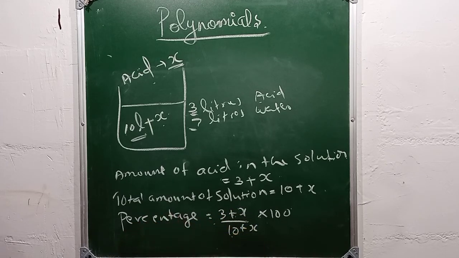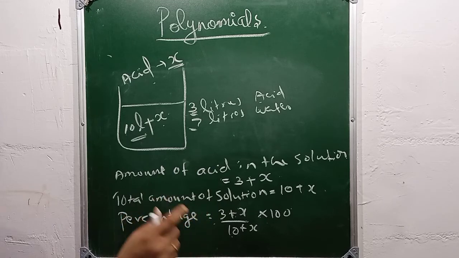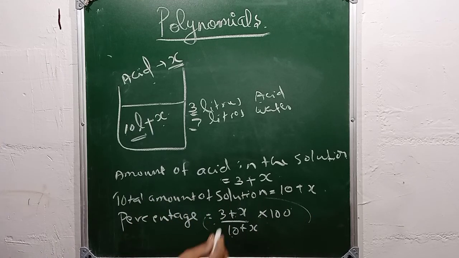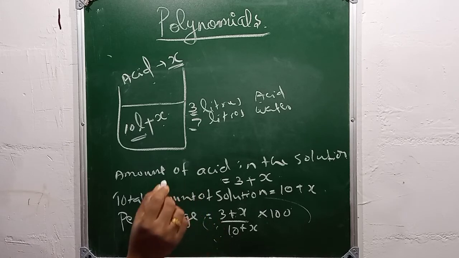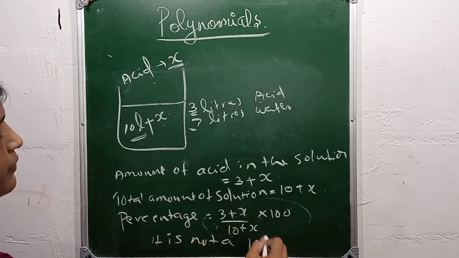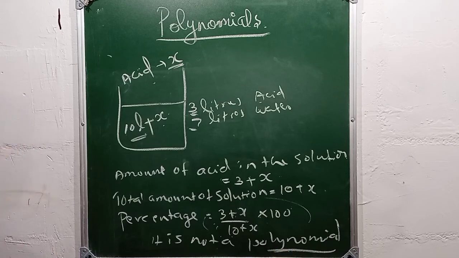If an expression is in the denominator, its power will be -1. Okay, so negative power is there, therefore this one is not a polynomial. So this expression is not a polynomial. Okay, second one is over. This one is not a polynomial.